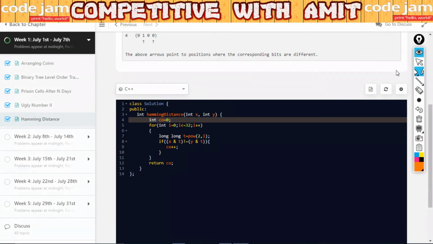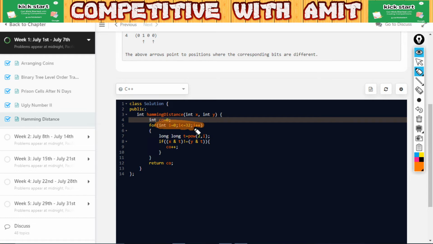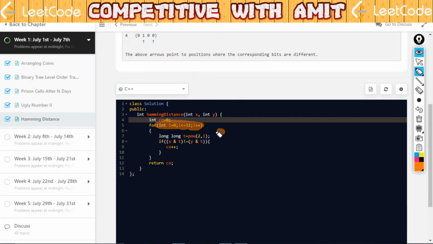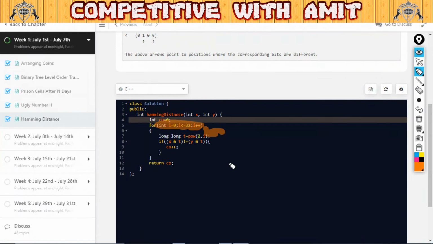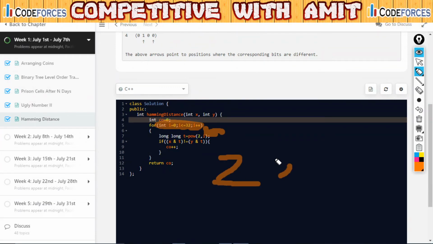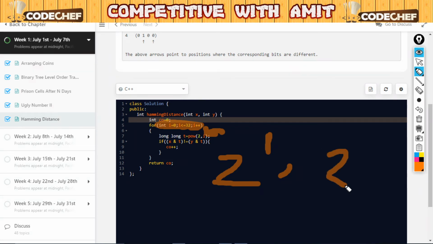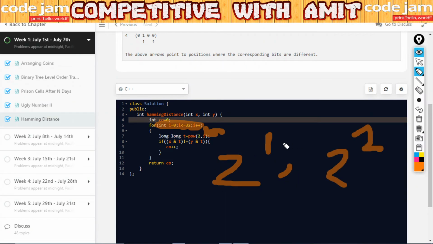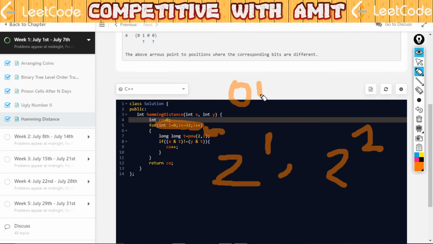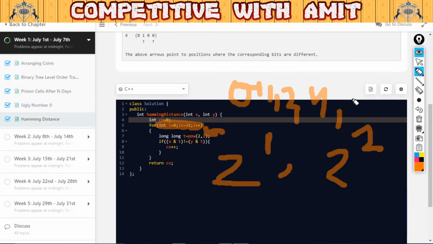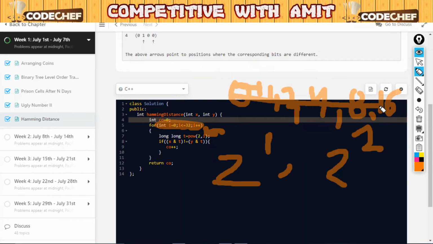This is the second approach solution, in which first of all I have initialized the counter. After that I have iterated over all the bits, the maximum bit size which is 32. After that, first of all I find the bit number which will be 2 to the power i. So if i is equal to 1, it will be 2 to the power 1. If it is 2, then 2 to the power 2. So all the binary representation will occur. First it will be 1, then 2, then 4, then 8, then 16. So like this all the numbers will iterate.